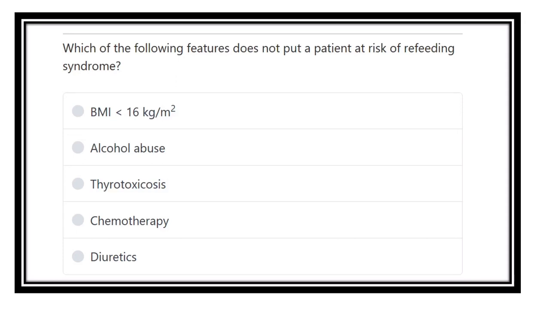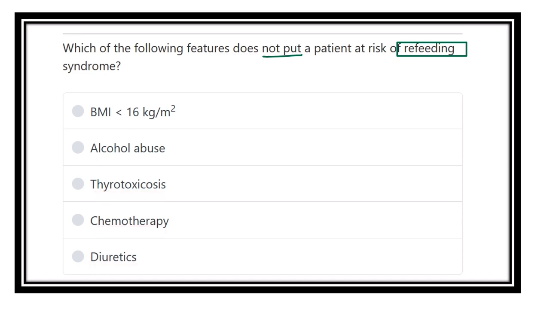This is the physiology portion. Which of the following features does not put a patient at a risk of refeeding syndrome? There are different risk factors in which refeeding syndrome develops. We have to find out in which situation refeeding syndrome does not develop. Here are the options: BMI less than 16 kg per meter square, alcohol abuse, thyrotoxicosis, chemotherapy, and diuretics.